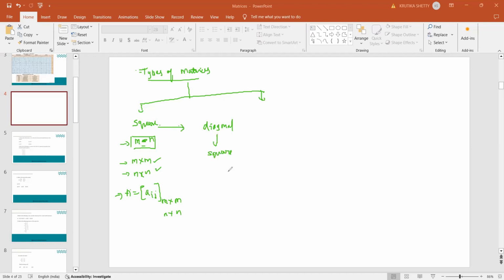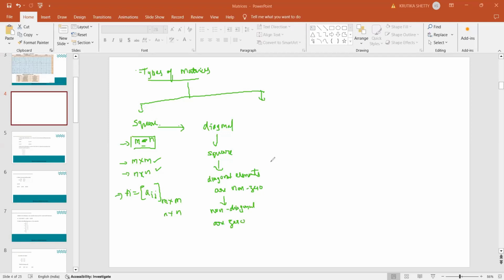Okay. So all the diagonal matrices are square matrices. A square matrix is said to be a diagonal matrix if the diagonal elements are non-zero and the non-diagonal elements are zero. Okay, this one you try to understand.